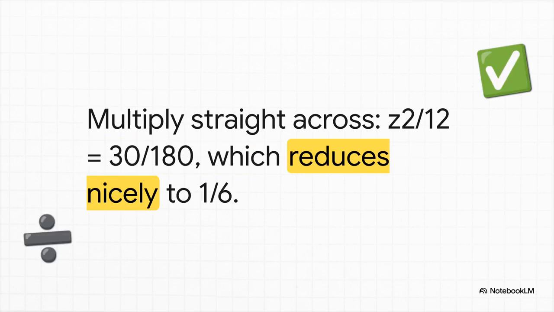Now, we just multiply those fractions straight across. 6 times 5 gives us 30 for the numerator. 4 times 45 gives us 180 for the denominator. So, z2 over 12 equals 30 over 180. And wouldn't you know it, 30 over 180 reduces beautifully down to 1 over 6. See how nicely these numbers play together when you lay them out the smart way?